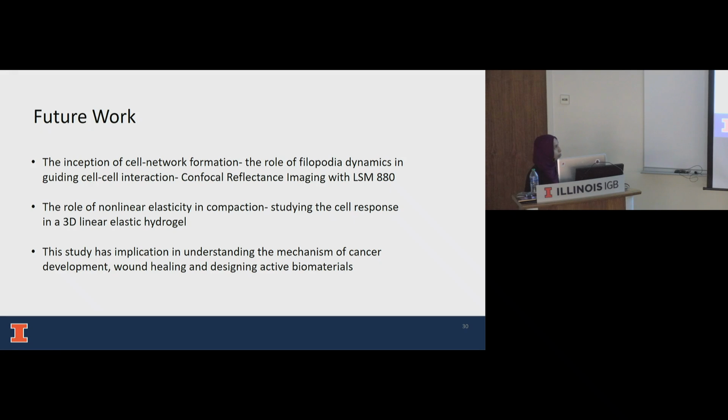And finally, this study has implications in understanding the mechanism of diseases such as cancer. It can also help to design active biomaterials and for tissue engineering.